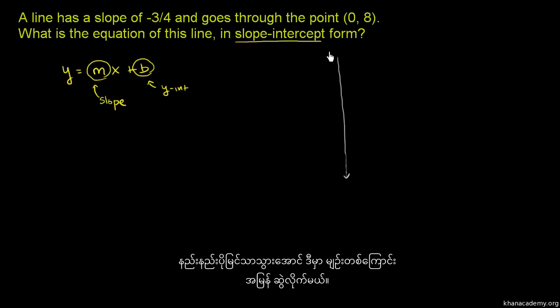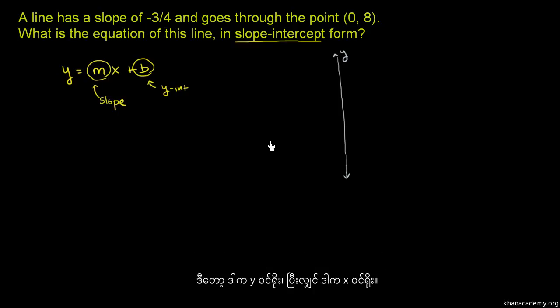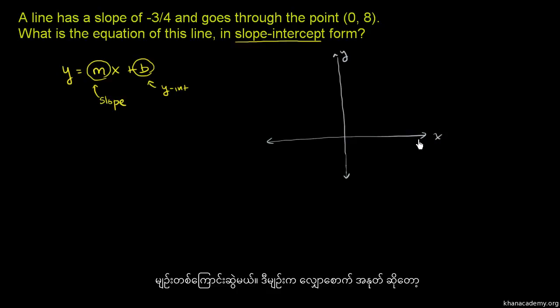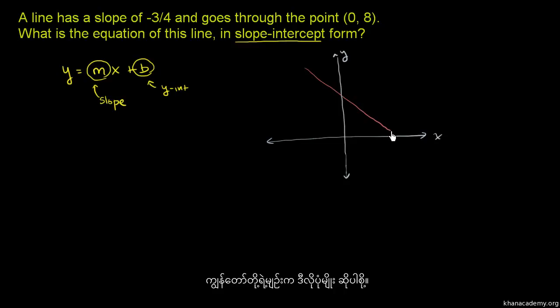Let me draw a quick line here just so that we can visualize that a little bit. So that is my y-axis, and then that is my x-axis. And let me draw a line. Since our line here has a negative slope, I'll draw a downward sloping line. So let's say it looks something like that.